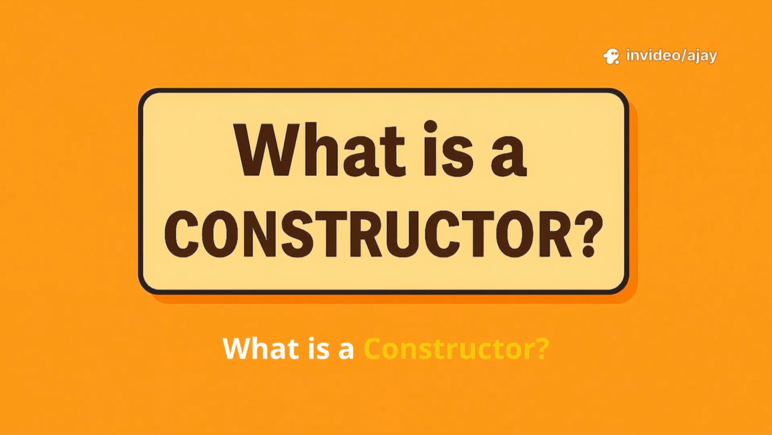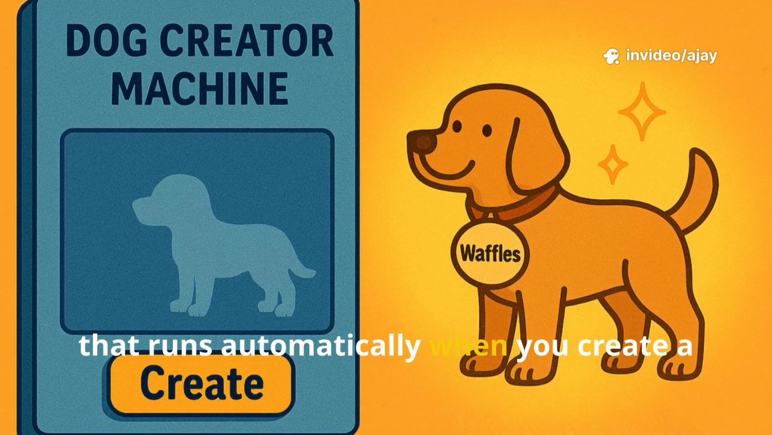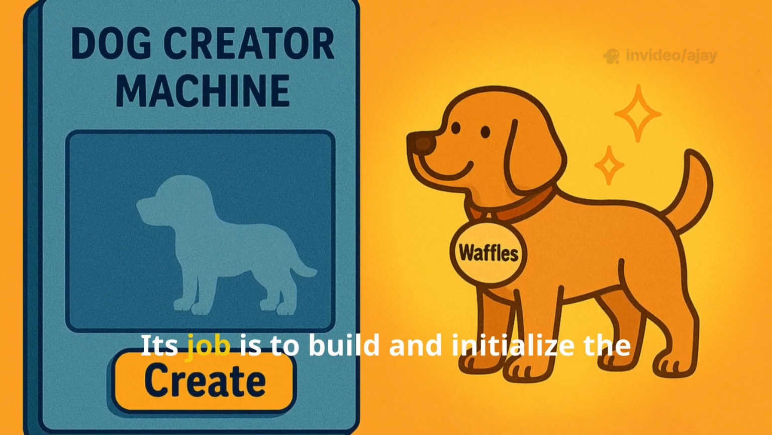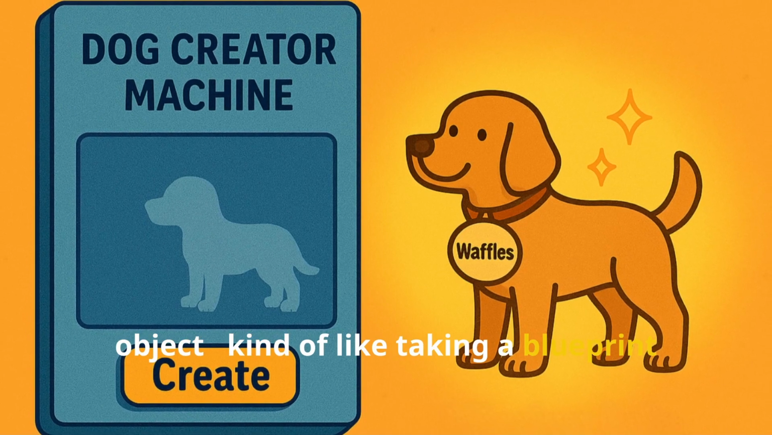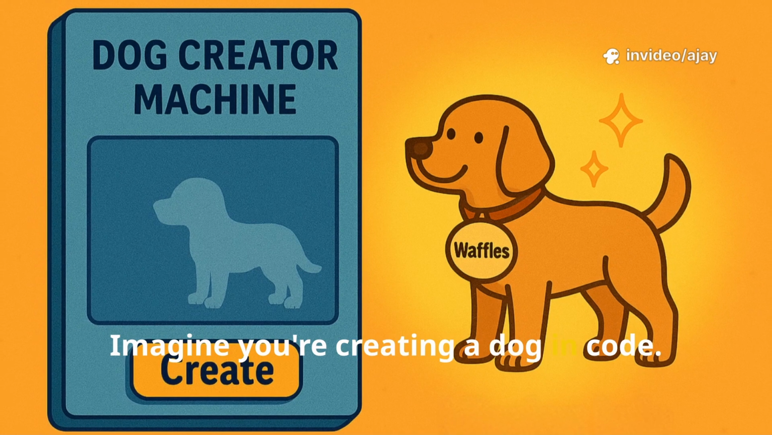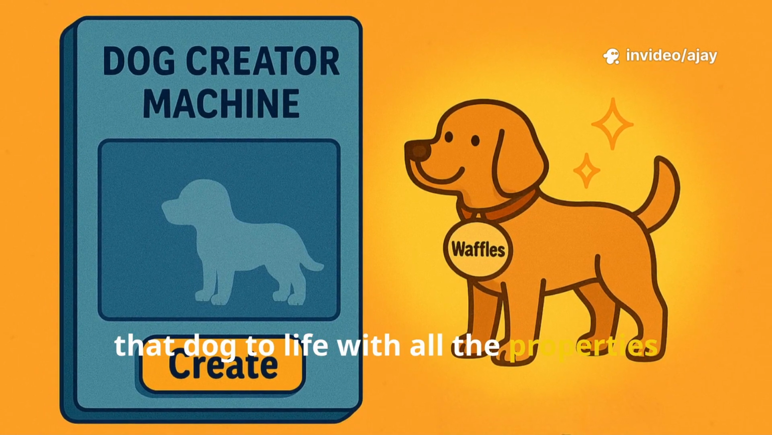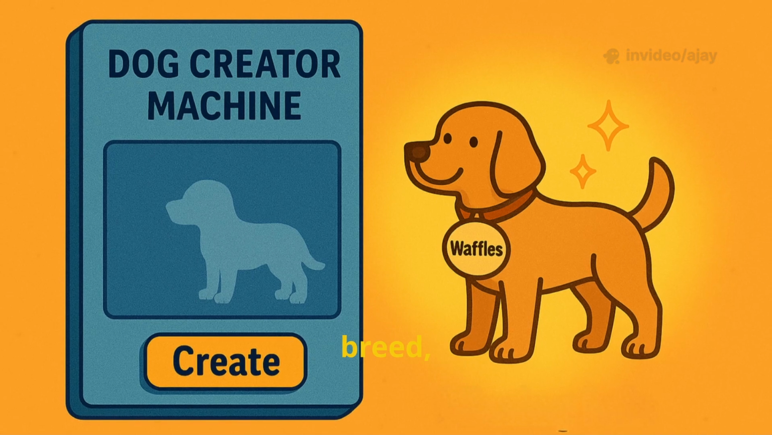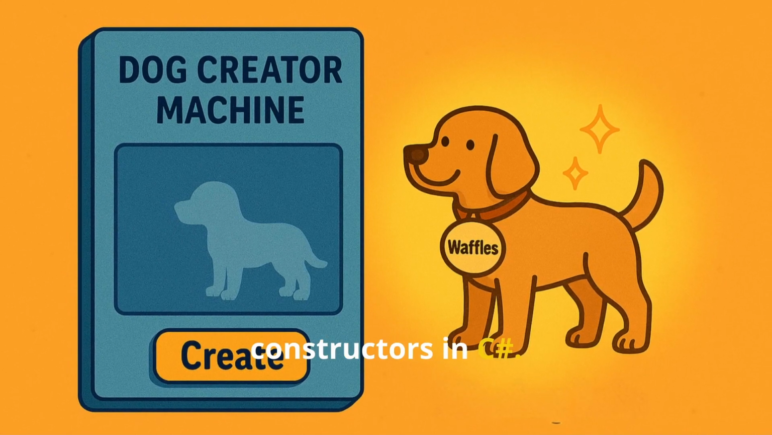What is a constructor? A constructor is a special method in CSharp that runs automatically when you create a new object. Its job is to build and initialize the object, kind of like taking a blueprint and turning it into something real. Imagine you're creating a dog in code. The constructor is what actually brings that dog to life with all the properties it needs: name, breed, color, and so on. Let's look at the two types of constructors in CSharp.